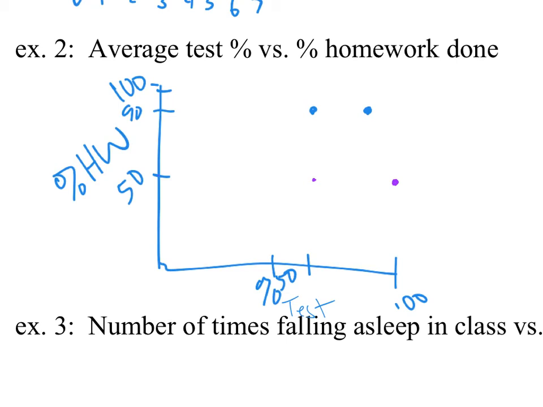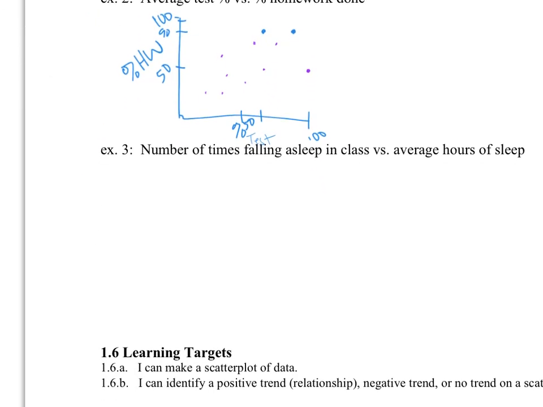So what do you think? In general, it's probably going to be something like that, right? Typically, the less homework you do, the lower test score you get. The more homework you do, the better test grades you get. Would you think that, generally? Yeah. Okay. All right, let's do this next one here.